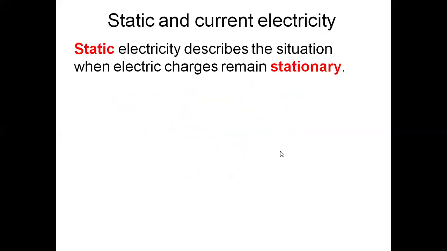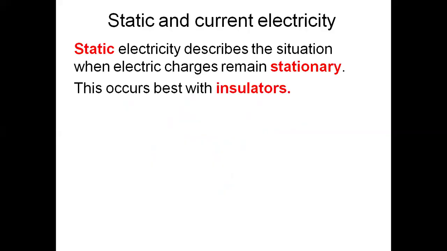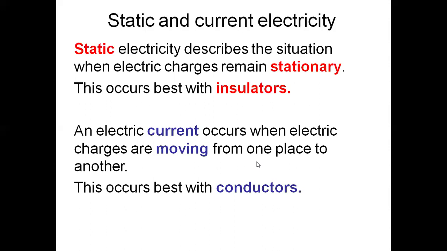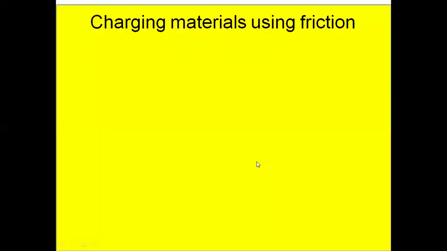Static and current electricity. Static electricity describes the situation when an electric charge remains stationary. This occurs best with insulators. It means insulators get static charges. And electric current occurs when electric charges are moving from place to place, and this happens best in conductors.